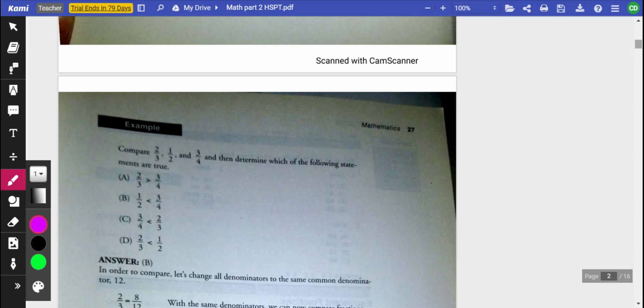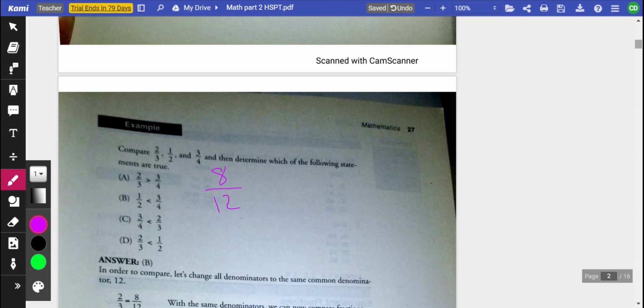How did I magically get that number? I know 3 can get me 12. I know 2 can get me 12. I know 4 can get me 12. I would not pick 8 because 3 can't get me 8. So I know 3 times 4 gets me 12. So I know 2 times 4 gets me 8. So I know that's actually 8/12.